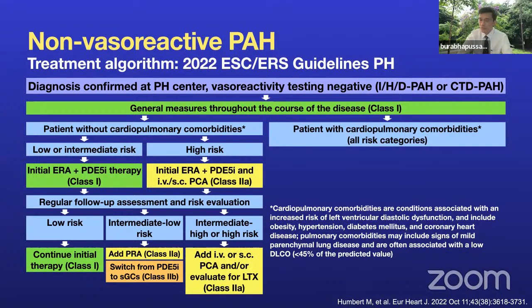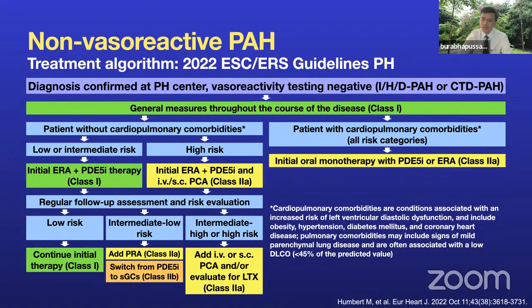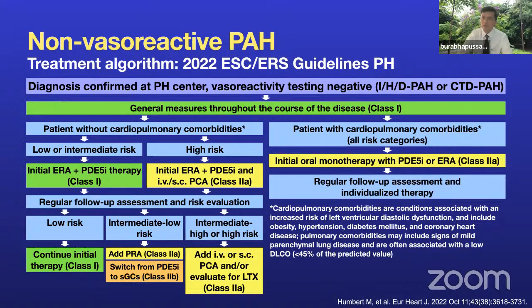Because this group of patients did not enroll in the clinical trials before, the guidelines suggest that they should just start with initial oral monotherapy, ERA or PDE5 inhibitor, either is okay. But if the patient is not doing well on first-line monotherapy, we can escalate to combination therapy thereafter.